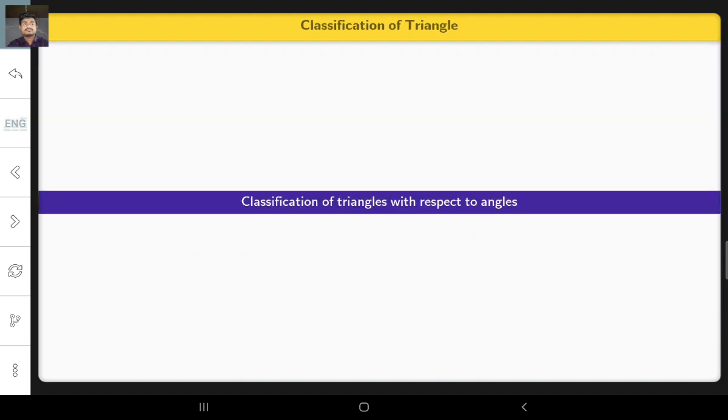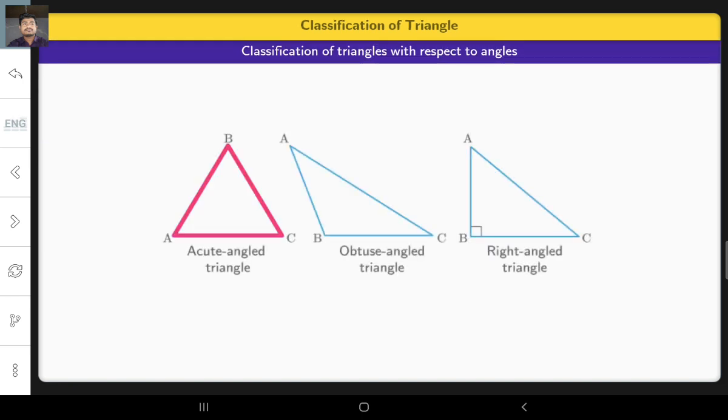Triangles are classified only by their angles as acute-angled, obtuse-angled, and right-angled. In an acute-angled triangle, all the angles are less than 90 degrees. In an obtuse-angled triangle, one angle is greater than 90 degrees. In a right-angled triangle, one angle is 90 degrees.